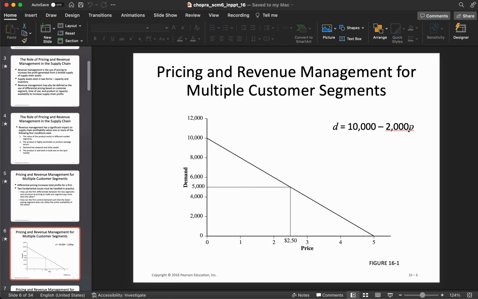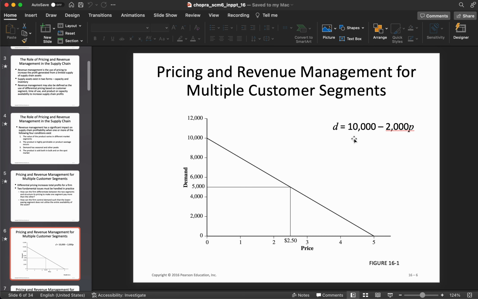So if price is, let's say, $0, if you're not paying anything, the demand is set at 10,000. But that doesn't mean anything if you're giving something away for free. So this is probably the capacity that you have available, right? And for every dollar that you increase the price by, the demand goes down by 2,000 units. So if your price is at $1, demand will be 8,000 units. If price is $2, demand will be 6,000 units, and so on. So if price is set at $2.50, your demand can be expected to be 5,000 units.